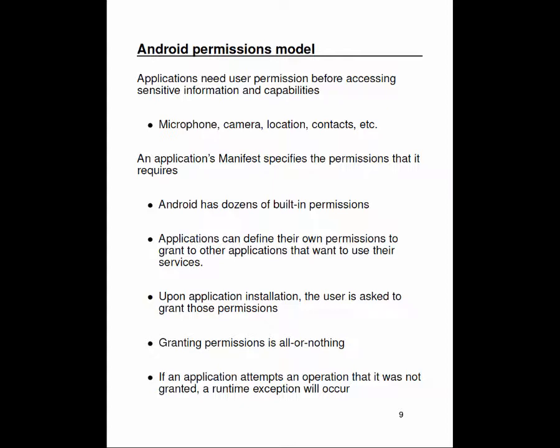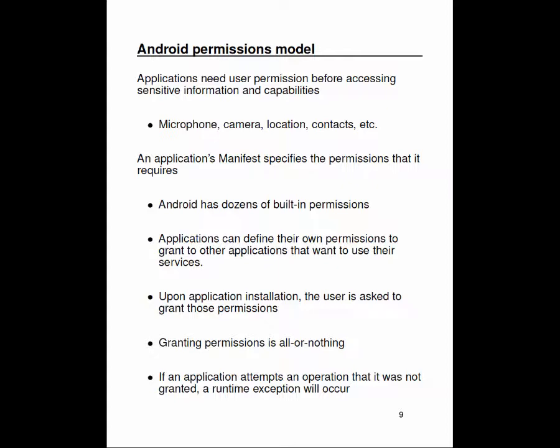All this information is specified in something called the application's manifest. So the manifest is a big old XML file that provides information about the application, such as the permissions that it needs. There are tons of built-in permissions for accessing all this stuff, for performing certain operations, accessing the network, all this kind of stuff. And within that permissions framework, applications can also define their own permissions.